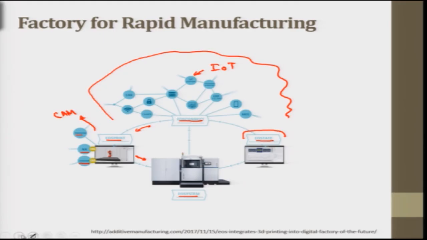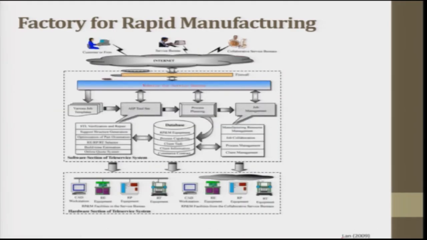So this is happening. Also, extensive research was done by Lan in 2009, and he developed a web-based rapid manufacturing architecture. What he said is, from the internet, a customer or firm or service bureau or collaborative service system can provide the information, and this information is provided using some website of the manufacturer, and they use various tools. Various job templates are already available which interact with this. This is the main thing, a web-based website that is interactive with them. So they have the ASP tool set, process planning and job management.